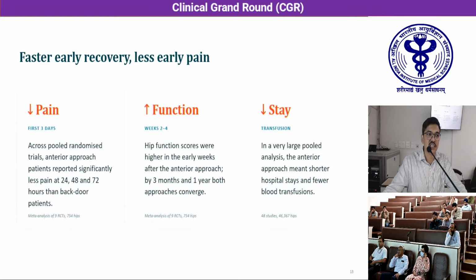The hospital stay is less, the transfusion is less. So if we go by the literature, it says that the improvement in function with the direct anterior approach, or the anterior approach, or the front door, is limited to 3 months compared to any other approaches.